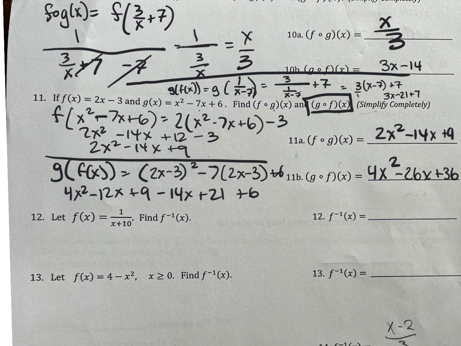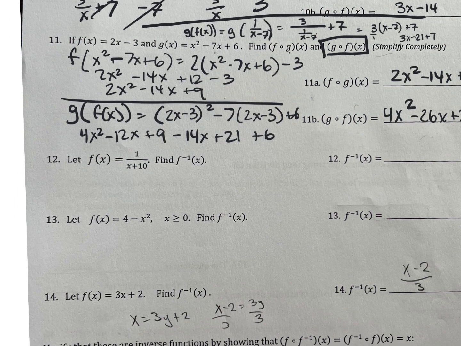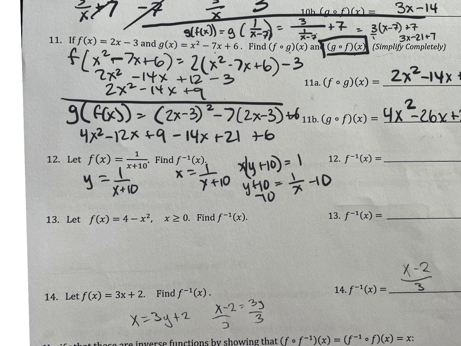Okay. And find the inverse. That's our next one. So y equals 1 over x plus 10. That's f. Switch the x and y's. x equals 1 over y plus 10. Solve for y. Multiply x times y plus 10 equals 1. Divide by x. y plus 10 equals 1 over x. Subtract the 10 from both sides. y equals 1 over x minus 10. Right?